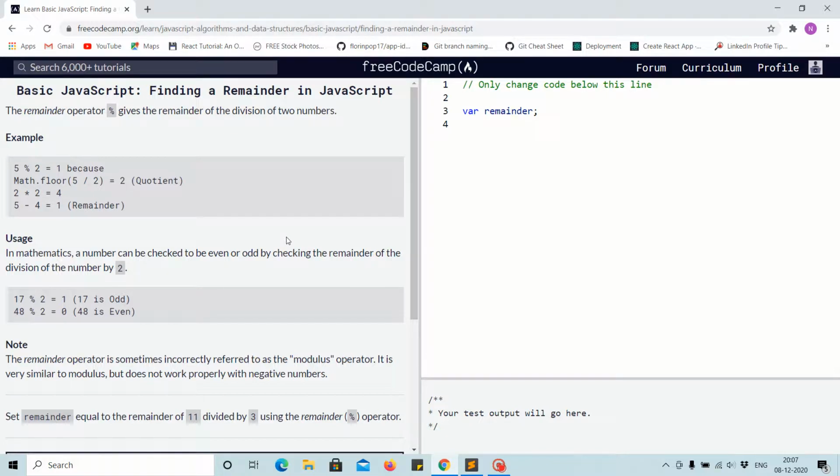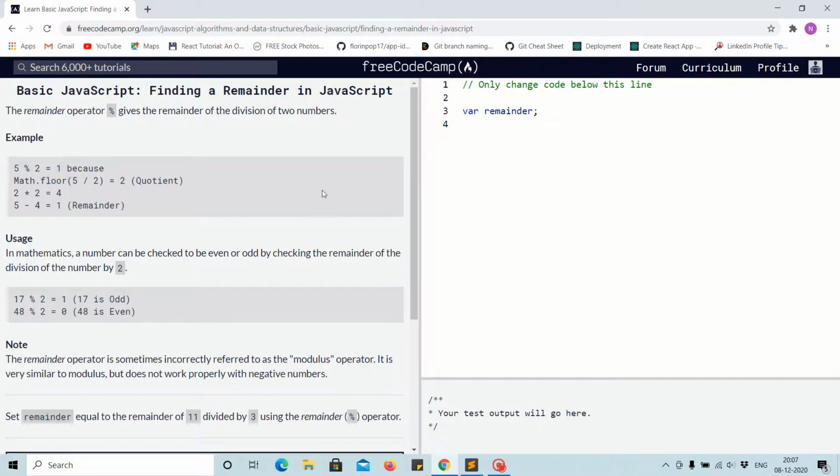The remainder operator, the percentage sign, gives the remainder of division of two numbers. Example: 5 % 2 equals 1, because dividing 5 by 2 gives a quotient of 2, 2 times 2 equals 4, and 5 minus 4 equals 1, the remainder. So it's just calculating the remainder.